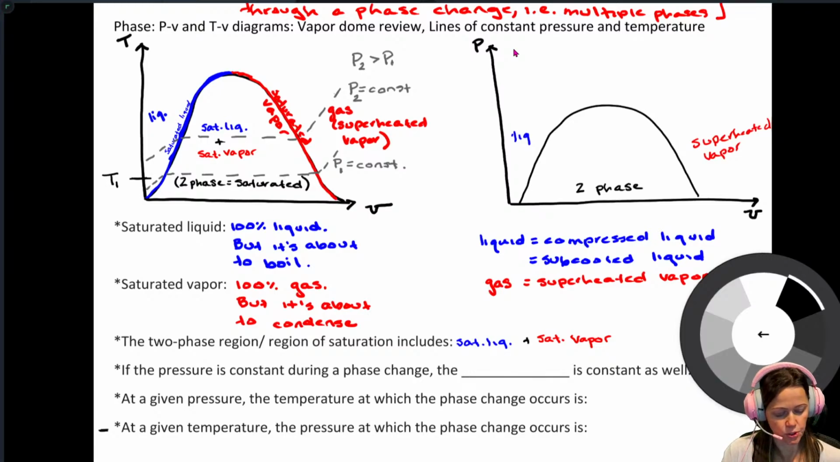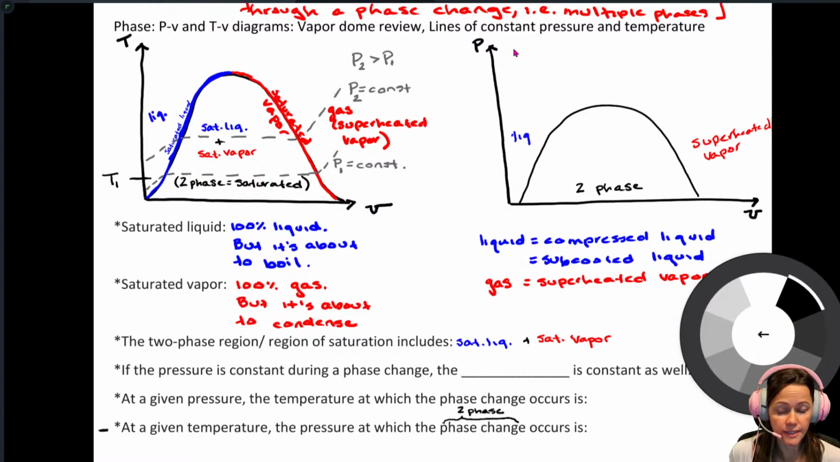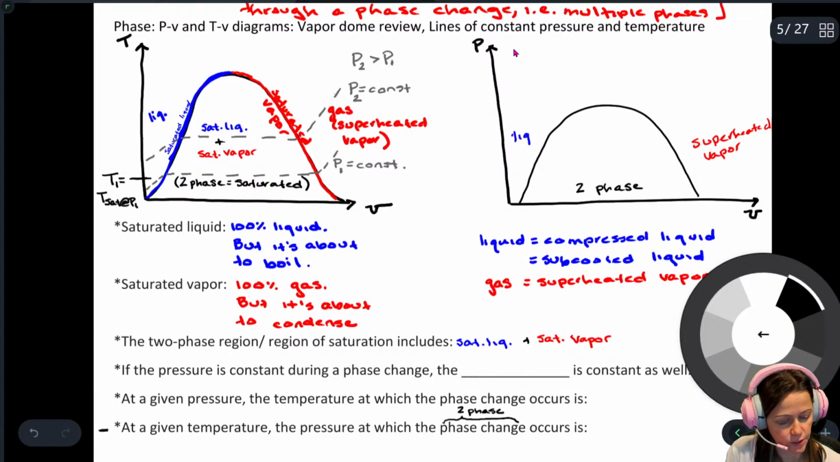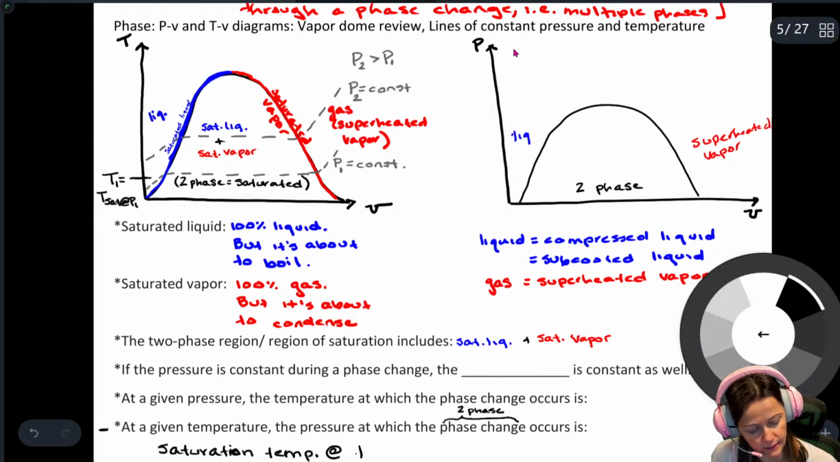So at a given temperature, the pressure at which the phase change occurs, that's where we have those two phases, has a special name. It's the saturation temperature. So this is Tsat at P1. It is the saturation temperature. I'm going to write it down here: saturation temperature at that particular pressure.